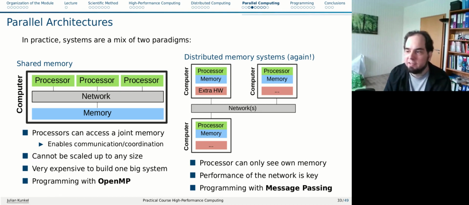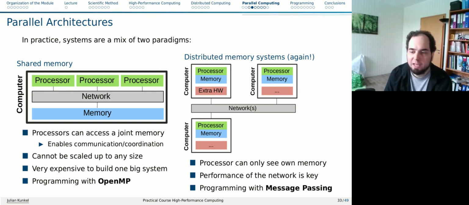First of all, there is our distributed system again, where we have distributed memory, right? So we have a computer system here that has memory, and it cannot look into the memory of this system. Here, it's very important that we can exchange information rapidly. So messages over the network must be communicated quickly. And we program this system using message passing, naturally, because that's the way we exchange information.